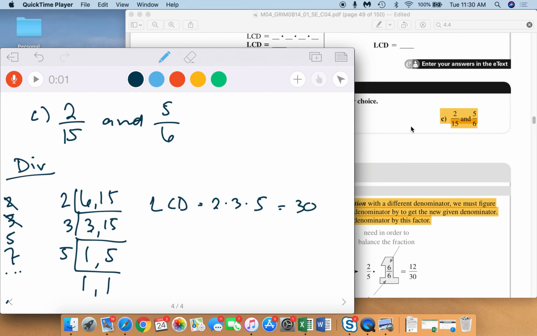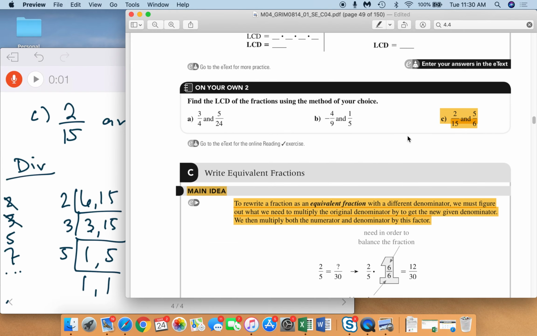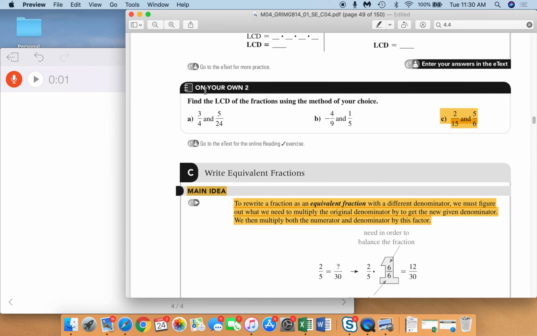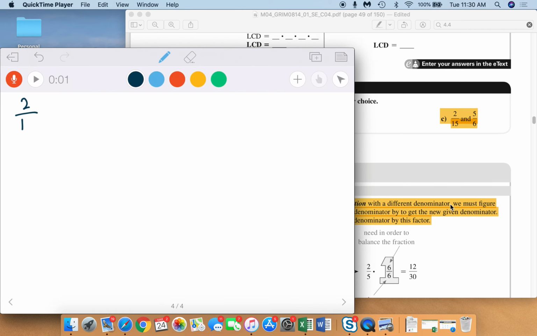All right, so let's go through and do that using the prime factorization method. So again, we have 2 over 15 and 5 over 6. So for the prime factorization, first we need to find our prime factors. So 6 gives us 2 and 3. Those are prime, so we're done there. 15 gives us 3 and 5, so we're done there. That's pretty simple. So we have 2 times 3 and 3 times 5.